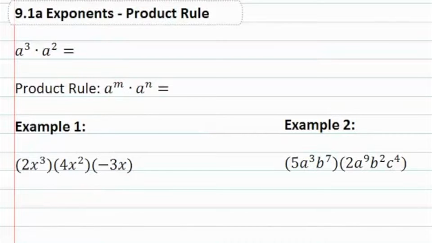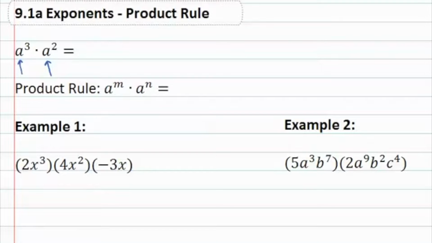In this video, we're going to start taking a look at exponent properties and how we can simplify expressions using these properties. The first property we're going to look at is when we multiply two bases that are the same and what we can do with those exponents.